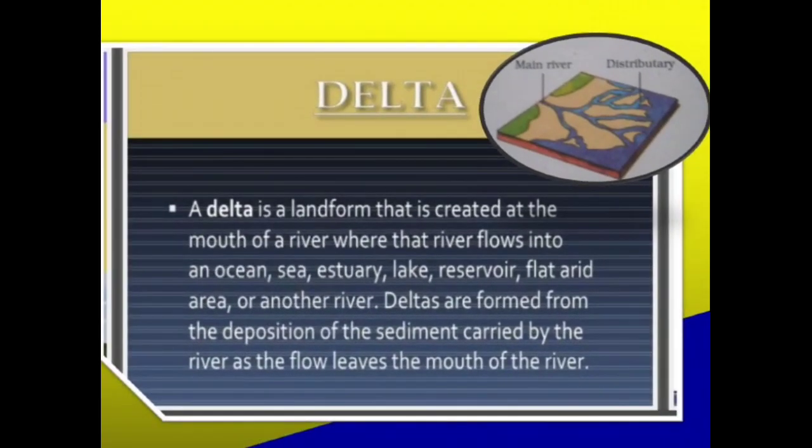Now we are going to discuss the most important landform made by river, that is delta. As you know, when the river approaches towards the sea, its speed decreases and it breaks up into a number of streams called tributaries. So what do these tributaries do? These tributaries deposit sediments near the mouth of the river that results in the formation of delta.